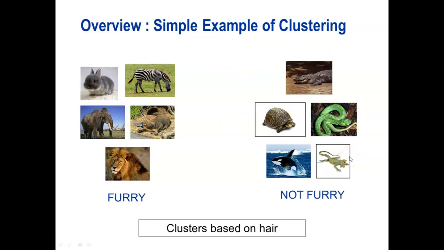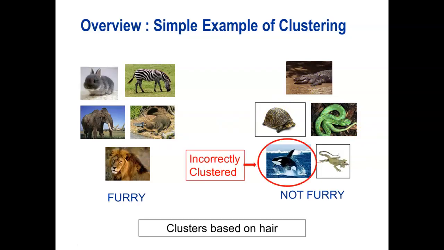Now, you might notice that the furry animals are mammals. These are animals that are typically classified as mammals, and these animals that don't have fur are typically classified as reptiles. However, you're going to notice something. There's a whale over there. That was incorrectly clustered. So if I were to segment based upon fur, actually killer whales do have fur. It's just hard to see it. So you might accidentally incorrectly cluster this thing.